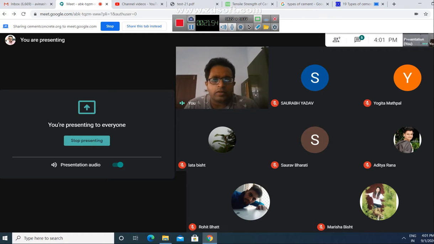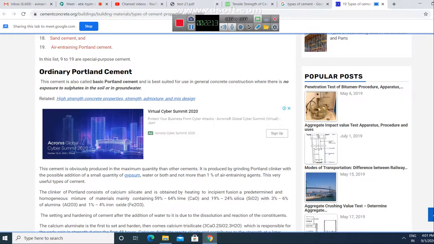Nowadays, when you go to a cement shop and buy one bag of cement, you know how much cement is present in one bag? 50 kilograms. If you are buying 50 kilograms of cement for normal construction work, that cement is known as OPC, ordinary Portland cement. So the first type of cement is ordinary Portland cement. It is also called basic Portland cement, and it is used in general concrete construction.